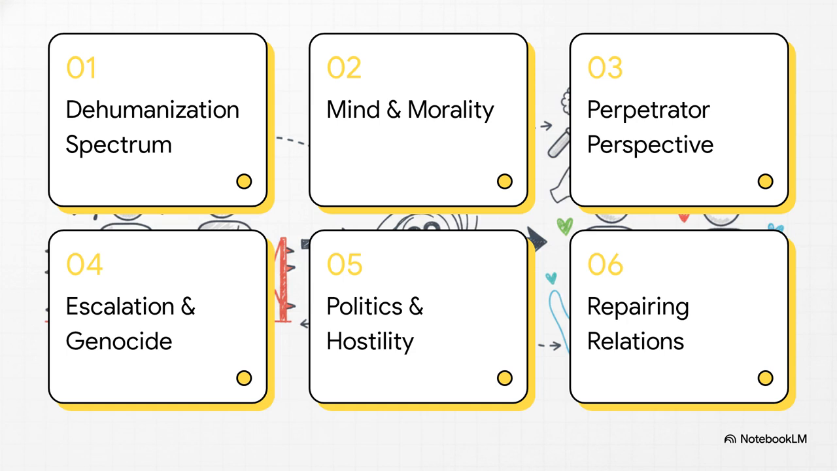Here is our roadmap for this explainer. 1. The dehumanization spectrum. 2. Perceiving minds and morals. 3. The perpetrator's perspective. 4. Escalation and genocide. 5. Politics and everyday hostility. And finally, 6. Repairing intergroup relations.